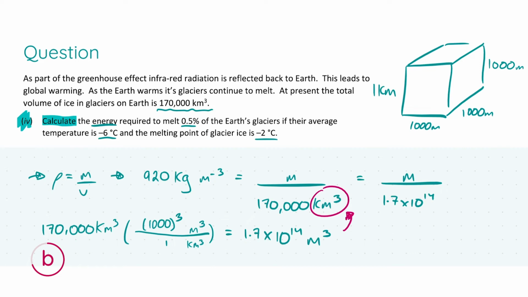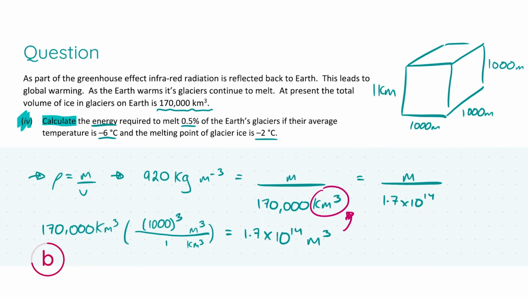So if we have ice at -6 degrees and we're applying energy to it, and we want it to melt, some of that energy is going to go to increasing the temperature of the ice. The ice is going to slowly increase in temperature to -2 degrees. So that's the first stage. The energy goes towards heating the ice.